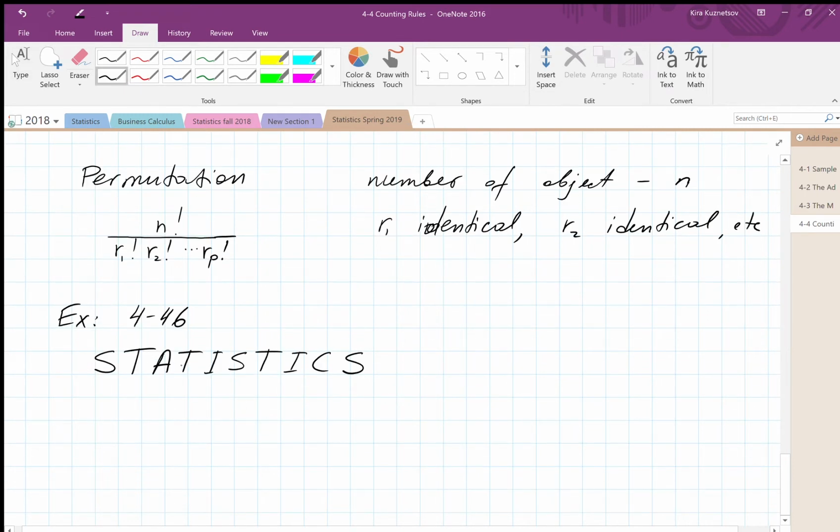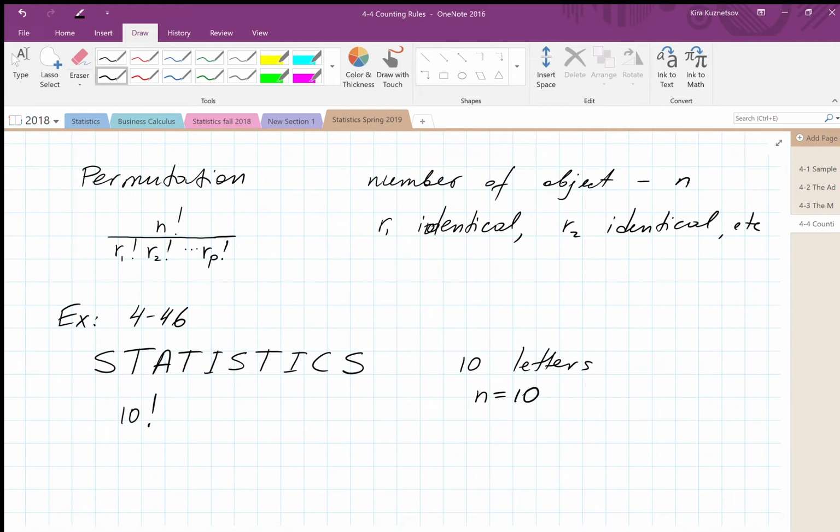1, 2, 3, 4, 5, 6, 7, 8, 9, 10 letters. So my n is equal to 10. I'm trying to permute through 10 letters. So ideally, it is 10 factorial. It is just permutation. Order matters. I'm just rearranging the 10 letters.